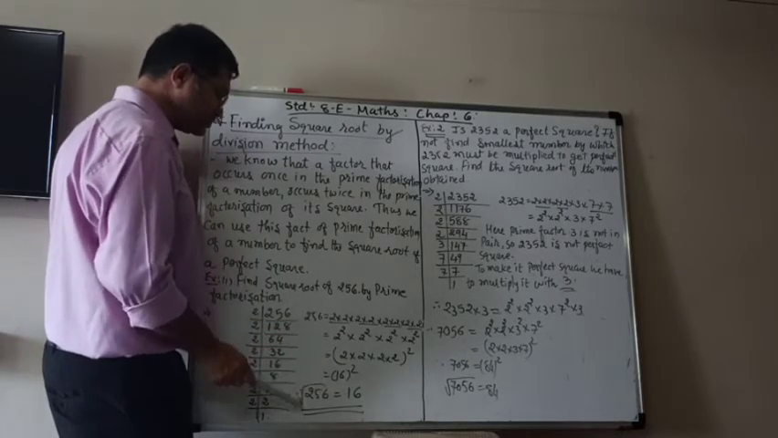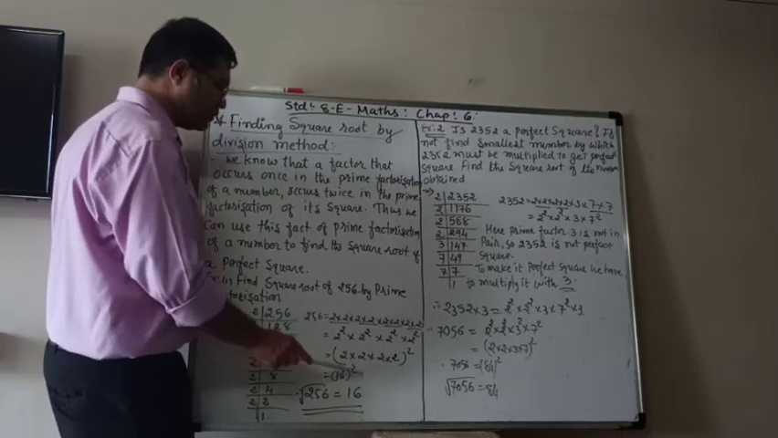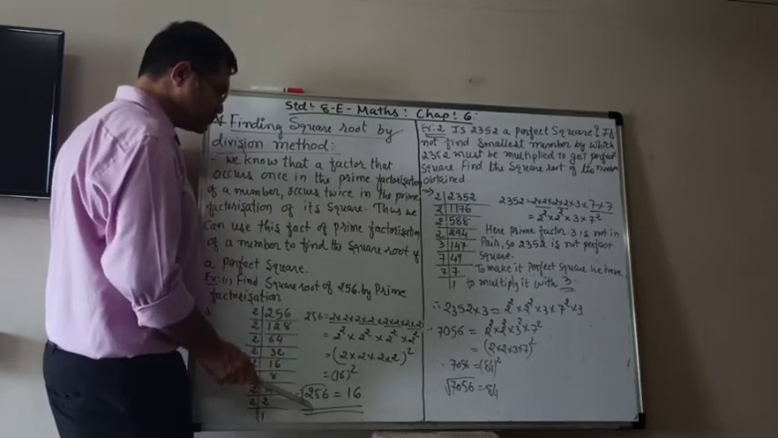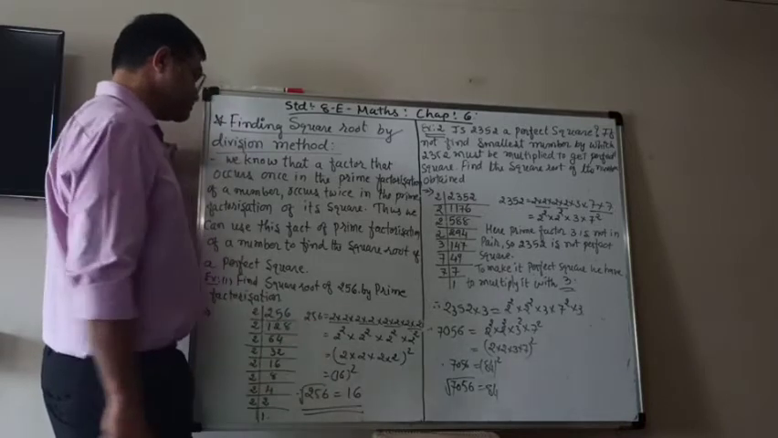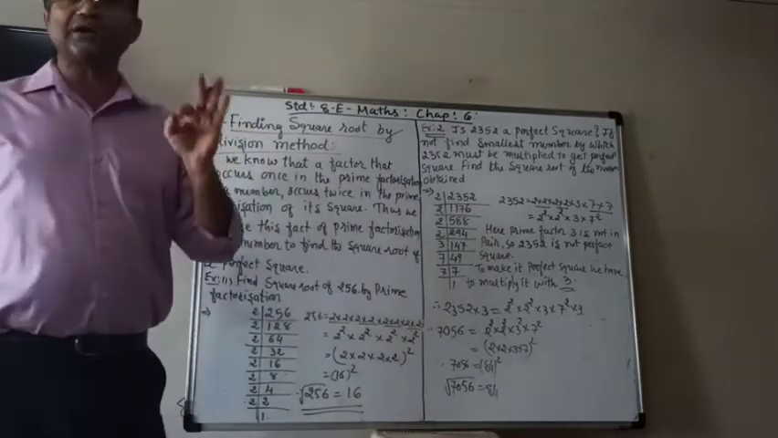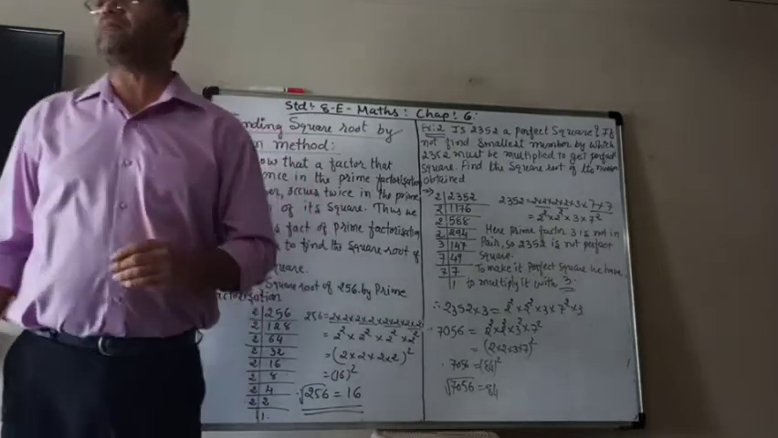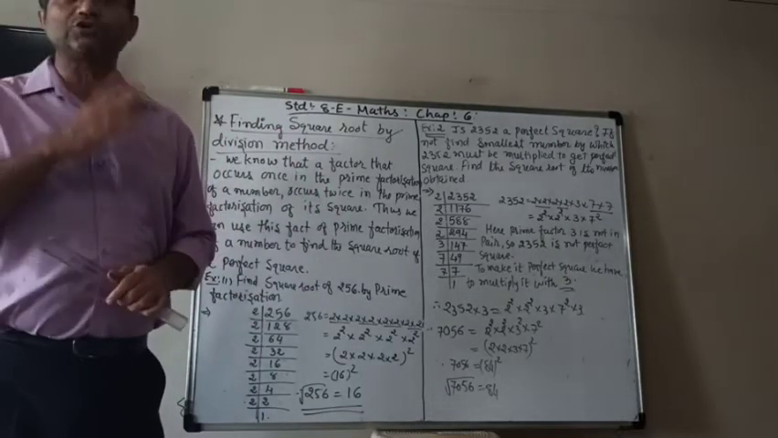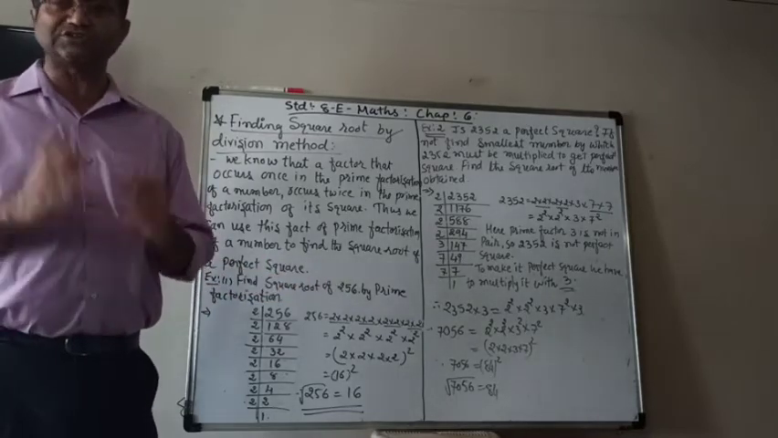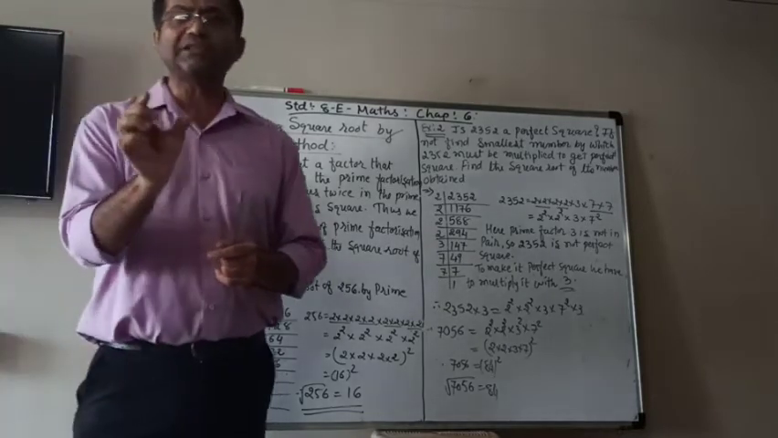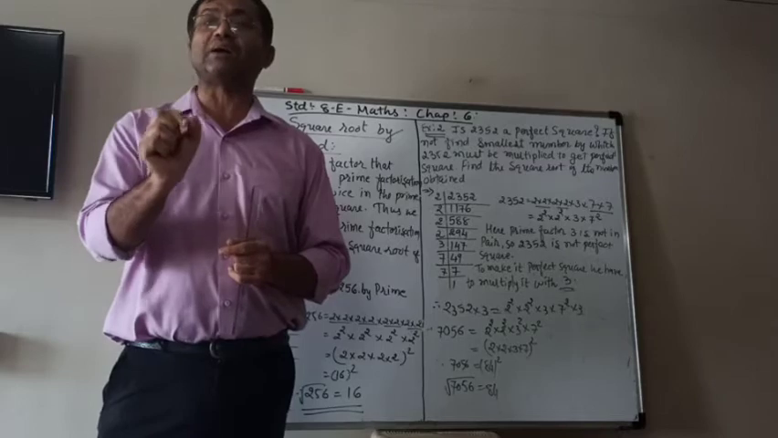If you take the square root, then the square will be removed. Therefore, the square root of 256 is equal to 16. So if it is a perfect square number, then we will be able to find the square root by this prime factorization, in which all the prime factors will come in pairs.